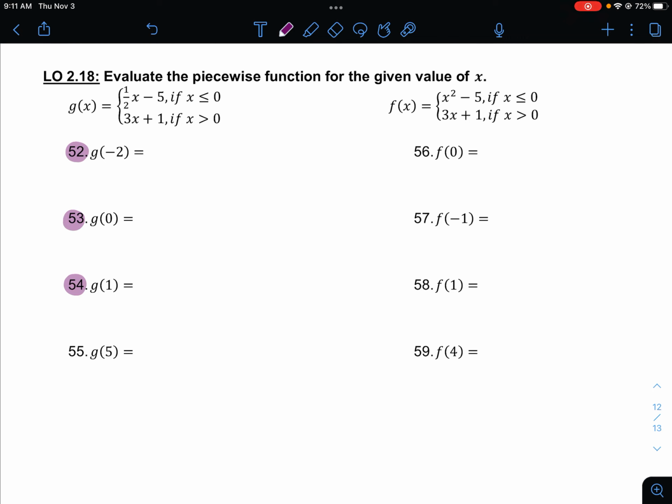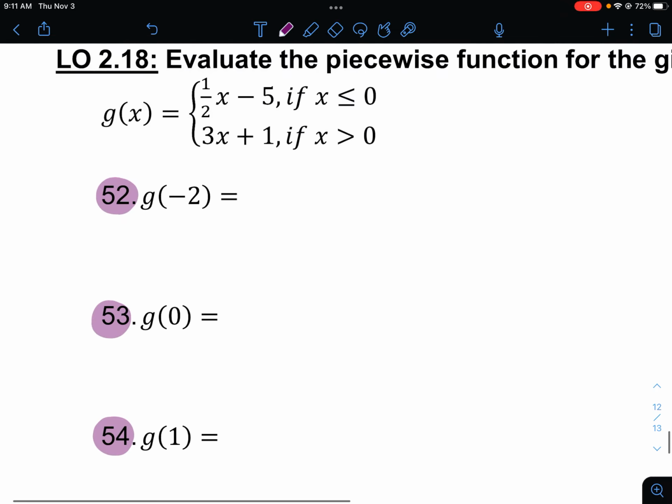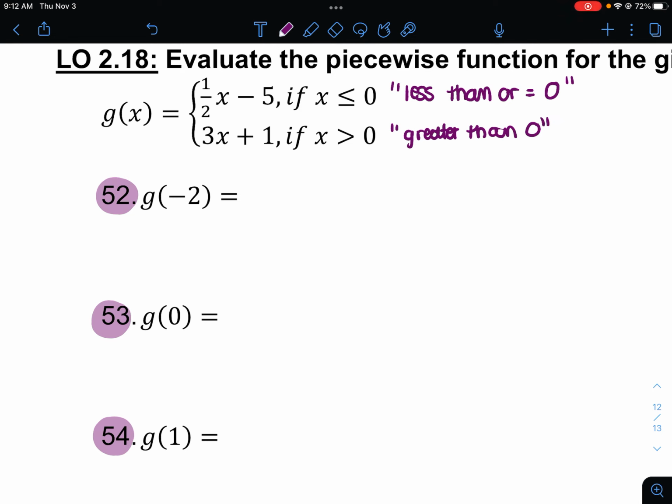Okay, real quickly, last thing, piecewise functions. So all you're doing is plugging in the value of x that I give you to an equation. However, deciding which equation to use is the tough part. So if x is less than or equal to 0, then we are going to use the first one. If x is greater than 0, then we are going to use the second one.